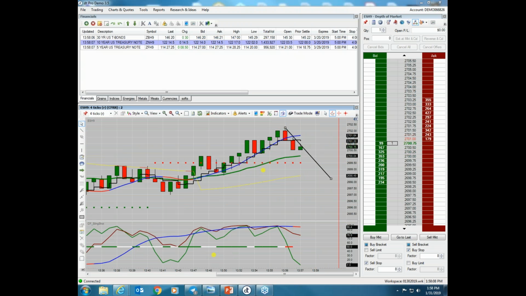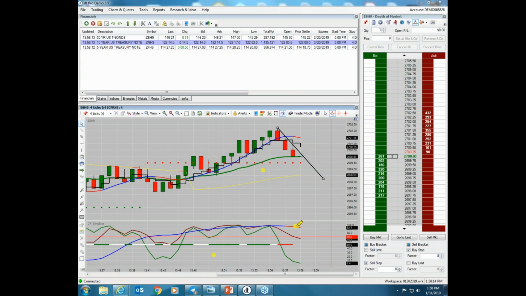All right, now here we go. What has happened? The MA1 has turned colored on us. That is watering down the probabilities on this trade. It also requires a close above this downtrend. We need to close above there before we can take action.